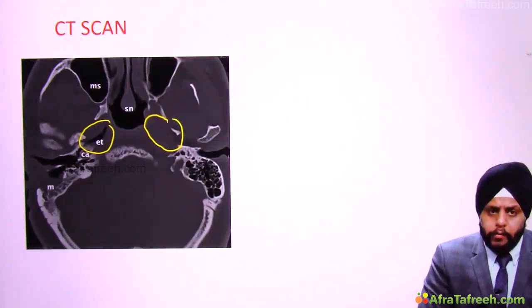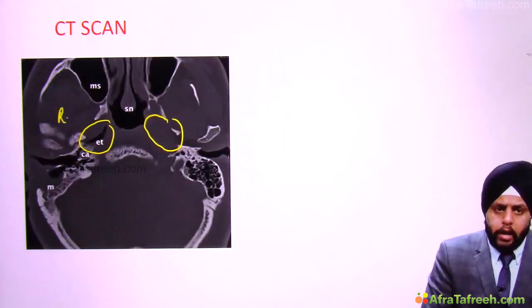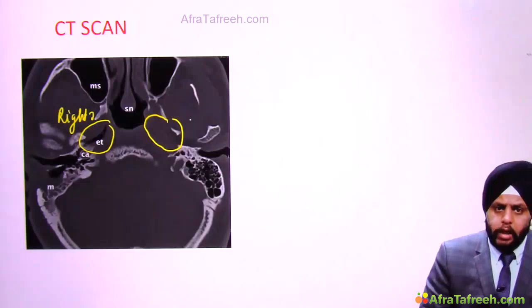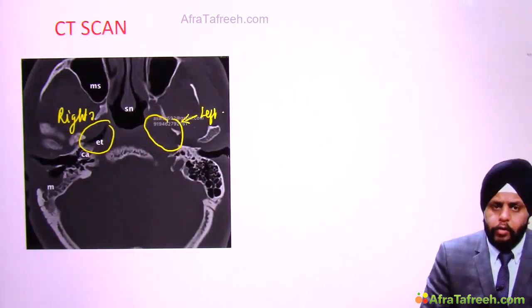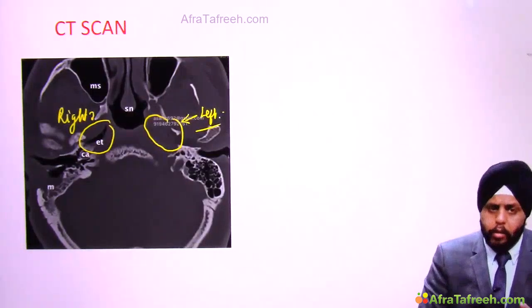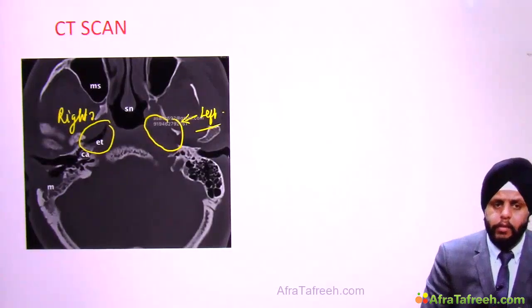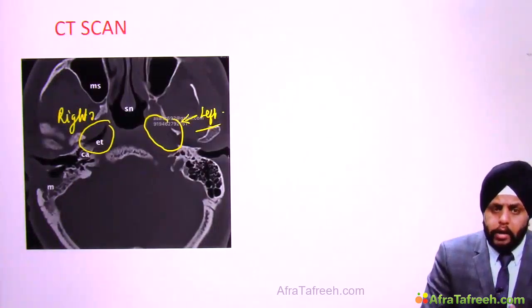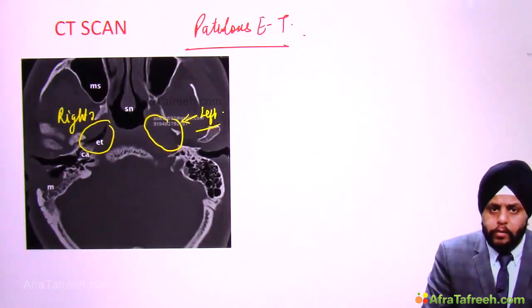Now the thing to notice over here is that on the right side, this Eustachian tube is open. I told you at rest the Eustachian tube is closed. Just like on the left side, you see the Eustachian tube is almost closed. There is no air. But on the right side, the Eustachian tube is open. So when the Eustachian tube is open at rest, that is known as patulous Eustachian tube. Now this disorder is known as patulous Eustachian tube.